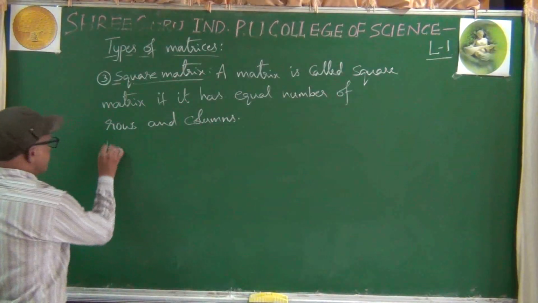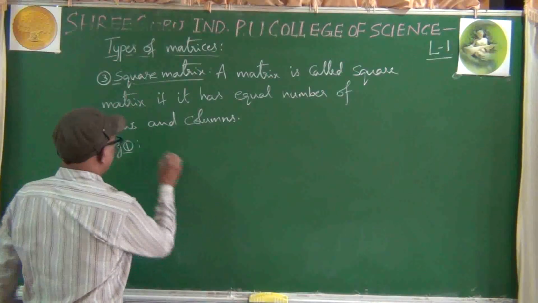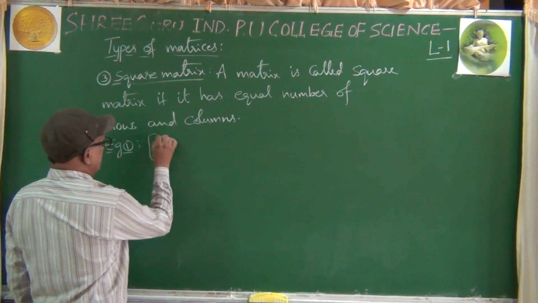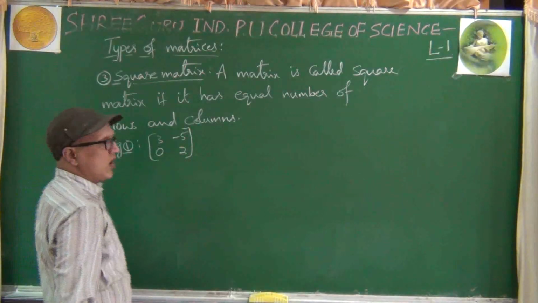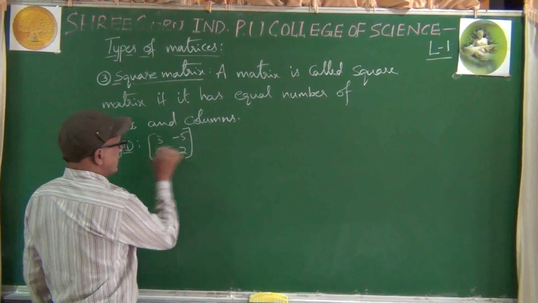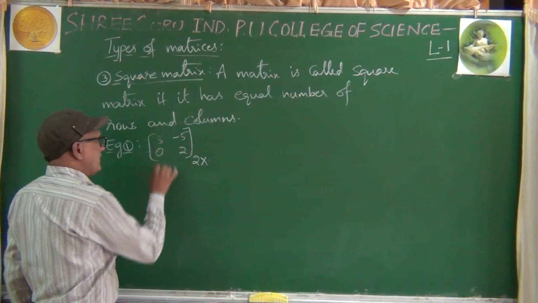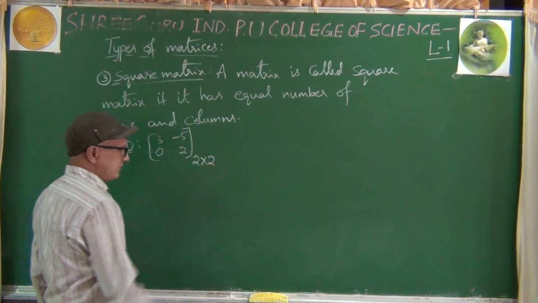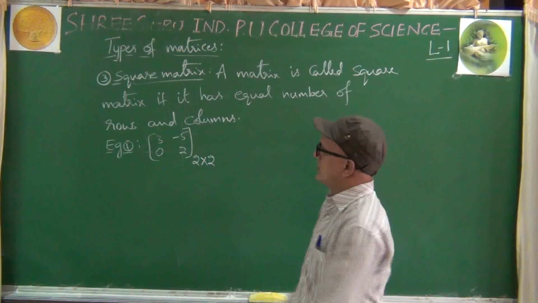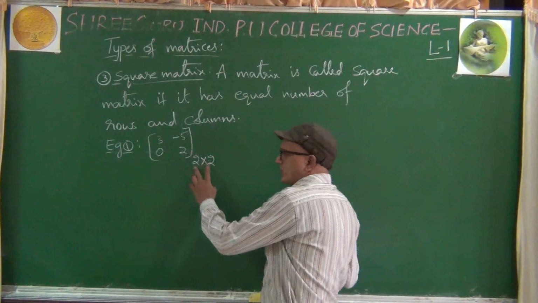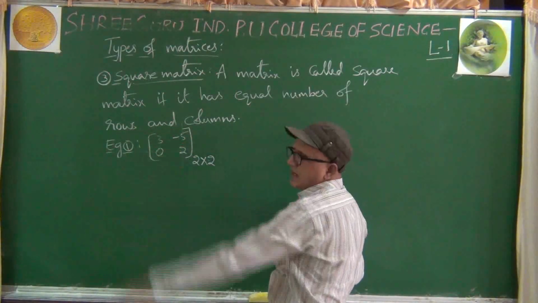Example 1: 3, minus 5, 0, 2. How many rows are there? 2 rows. First row, second row. How many columns are there? First column, second column. 2 rows are there, 2 columns are there. It is a 2 by 2 matrix. The number of rows and columns are both the same. That's why it is called square matrix.